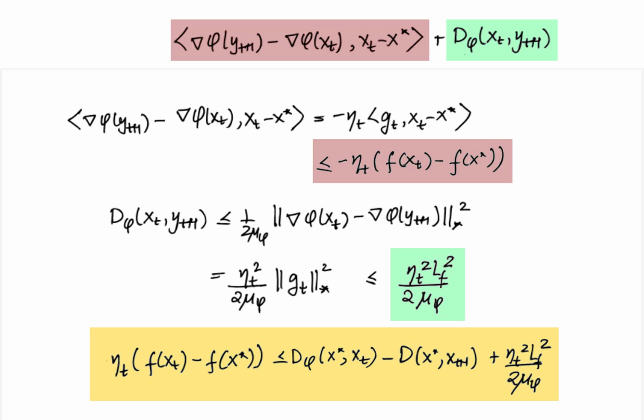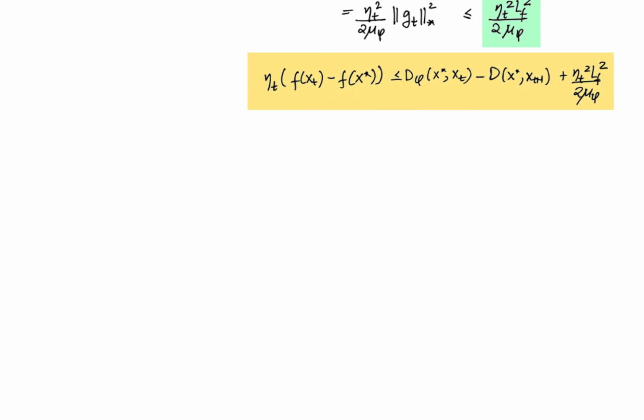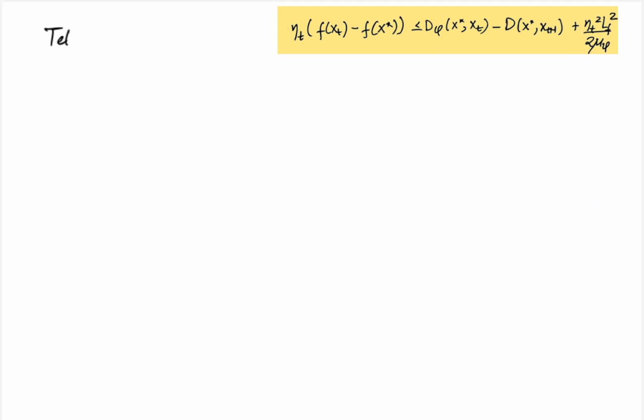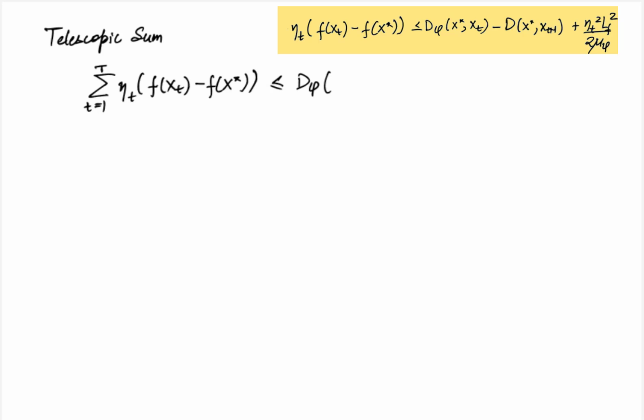The rest of the proof is now very similar to what we had in the case of subgradient descent. Taking the telescopic sum over t, we obtain that summation over t from 1 to capital T, eta t times f of xt minus f of x star is less than or equal to d phi x star comma x1 minus d phi x star comma x of capital T plus 1, plus Lf square by 2 mu phi summation from t equal to 1 to capital T eta t square.